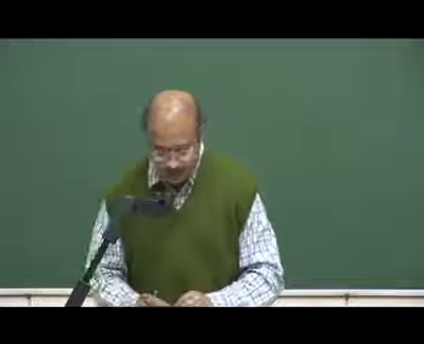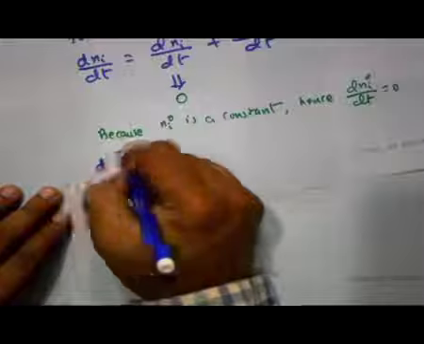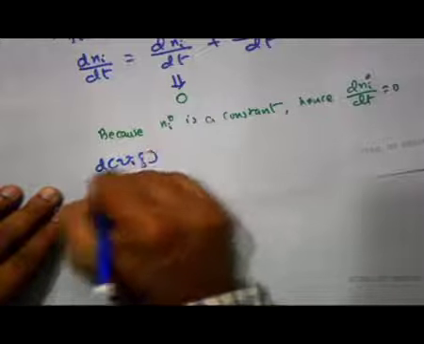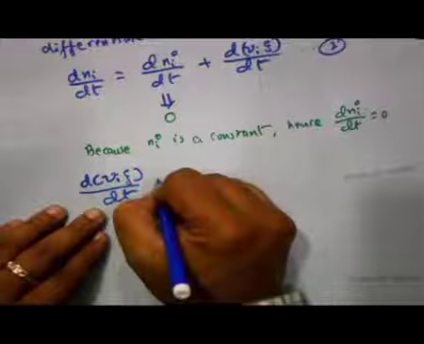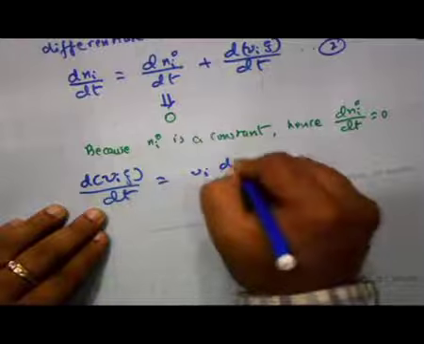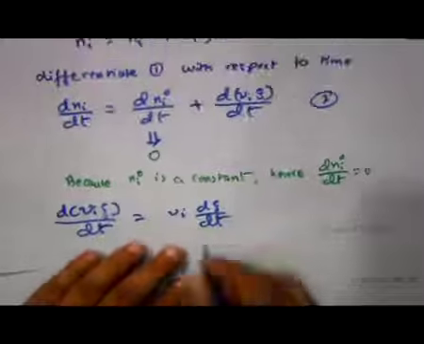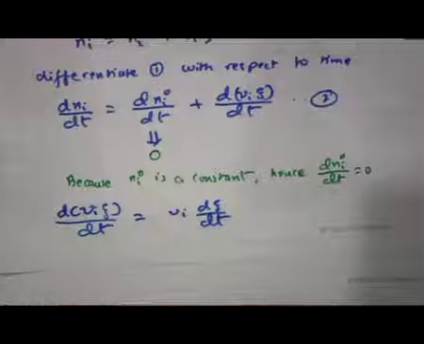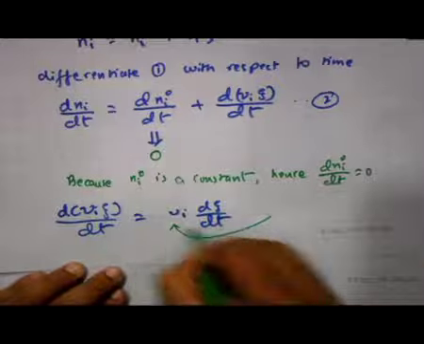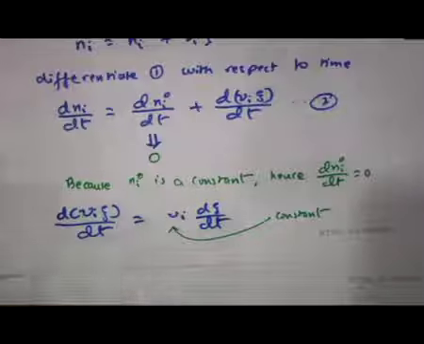Okay. The next point is, if you look at this term, d of nu i xi over dt, this can be written as nu i d xi over dt. Why can I write that? The reason I can write this is because nu i is a constant. What is nu i? Why is it a constant? This is my stoichiometric coefficient of that species i.